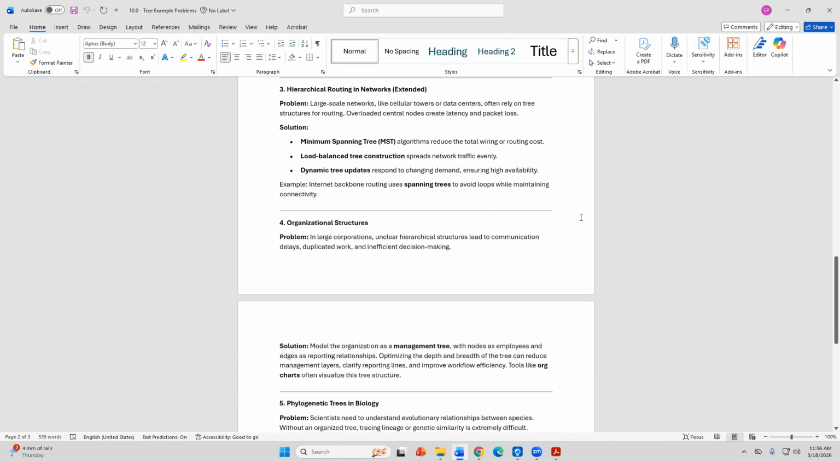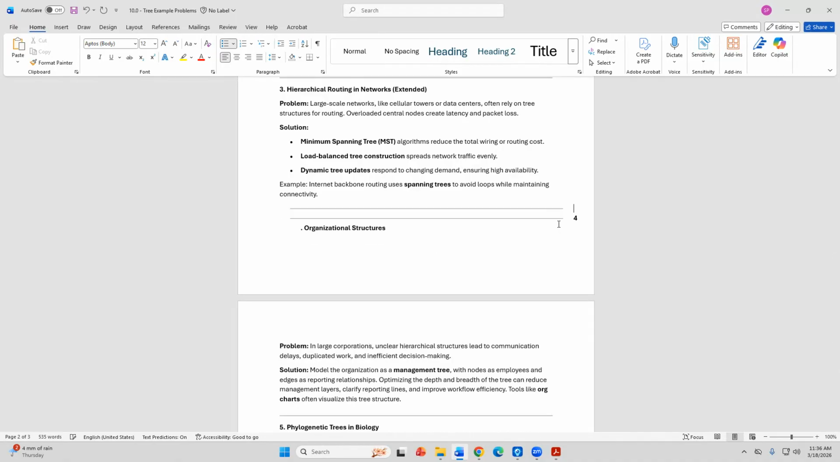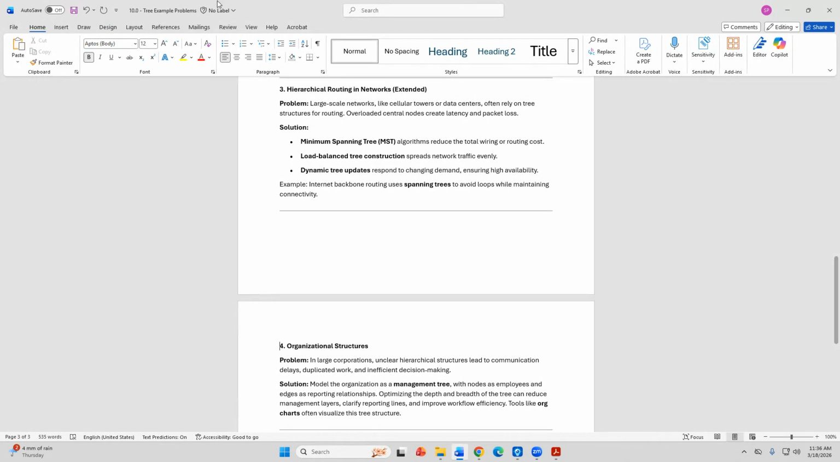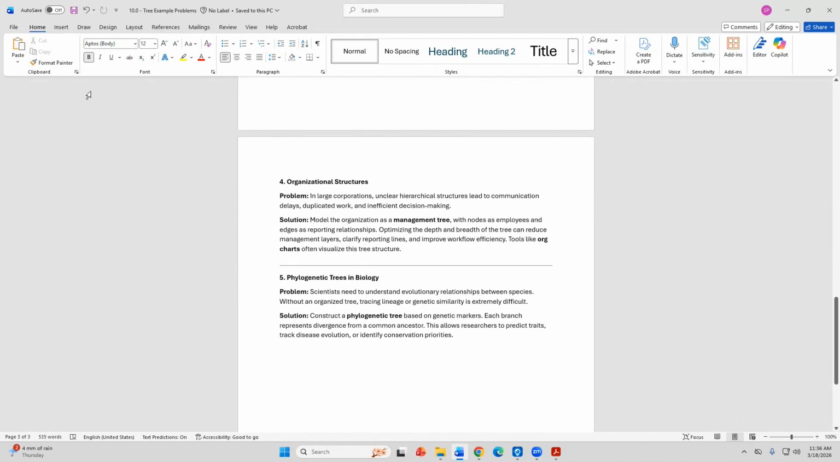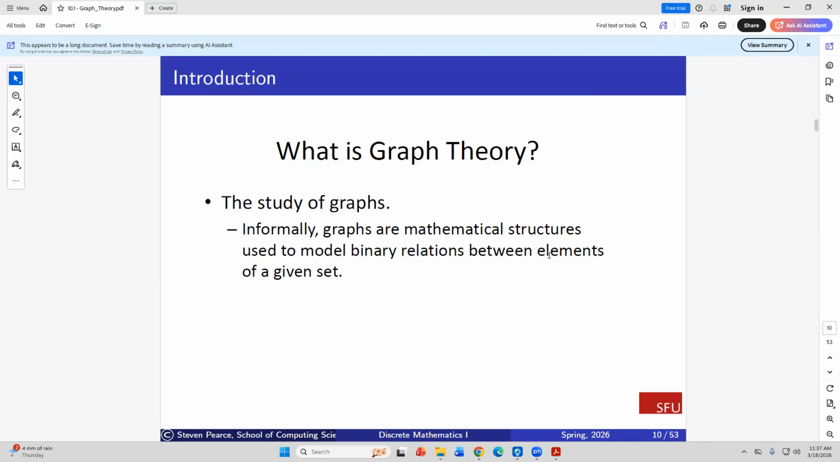Organizational structures. I should have done this. Oh, I should not have done that. Maybe I should have done this. Yeah, it's better. We'll save that. So it's the same kind of problems everywhere. Phylogenetic trees in biology, the tree of life, tree of certain species, and so forth. So that's a good introduction, I would say.